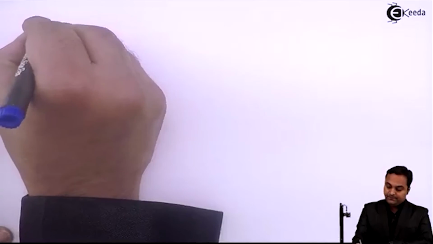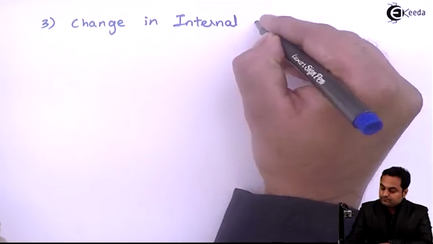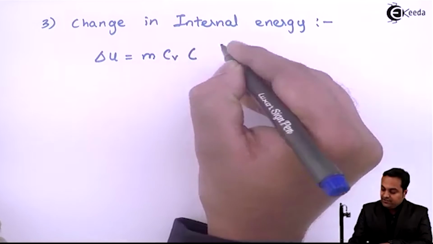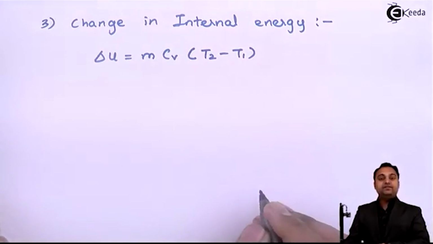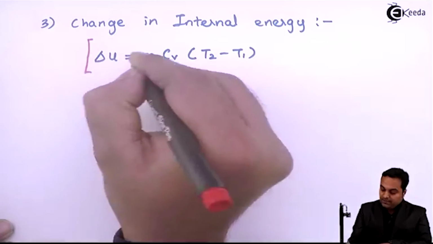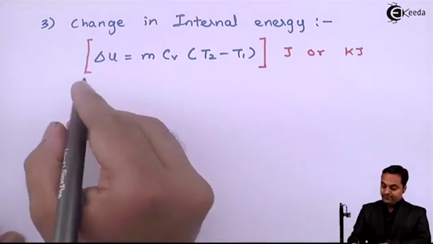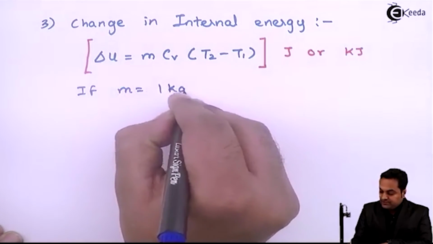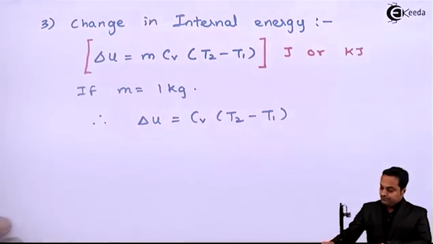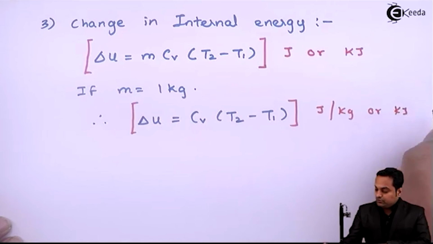Next, after getting the work done, I'll write down the change in internal energy. It is given by delta U is equal to M CV into T2 minus T1, that is final temperature minus initial temperature. Since it is multiplied with mass, the unit can be joule or kilojoule. But if mass is equal to 1 kg, then the change in internal energy will become CV into T2 minus T1, and now the unit will be either joule per kg or kilojoule per kg.